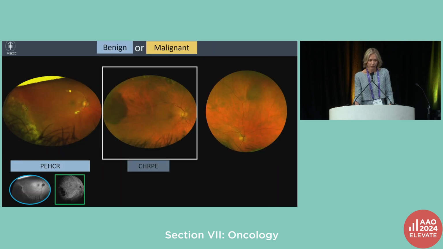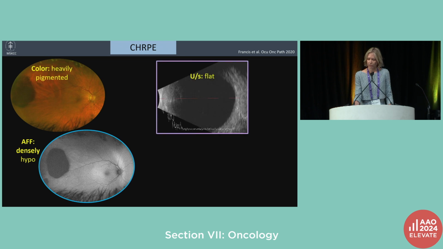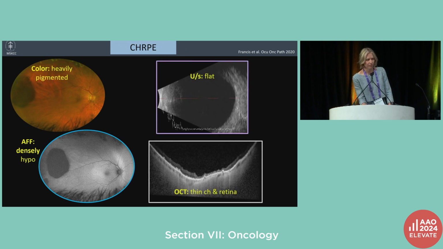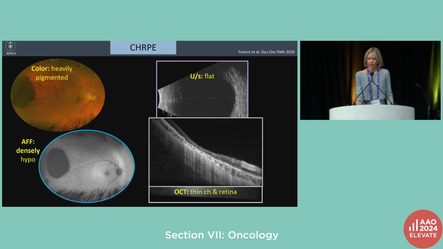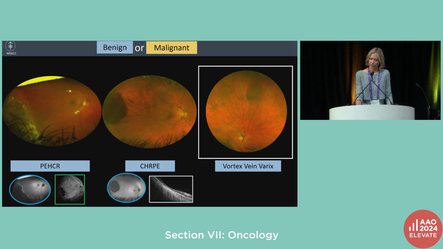This middle one is a CHRPE. We can see that it's heavily pigmented on the color fundus imaging. It's densely hypo-autofluorescent. The ultrasound is flat. And on OCT, we see the characteristic thinning of the choroid and thinning of the overlying retina, as I'm showing you there as well. And this last one is a vortex vein varix.